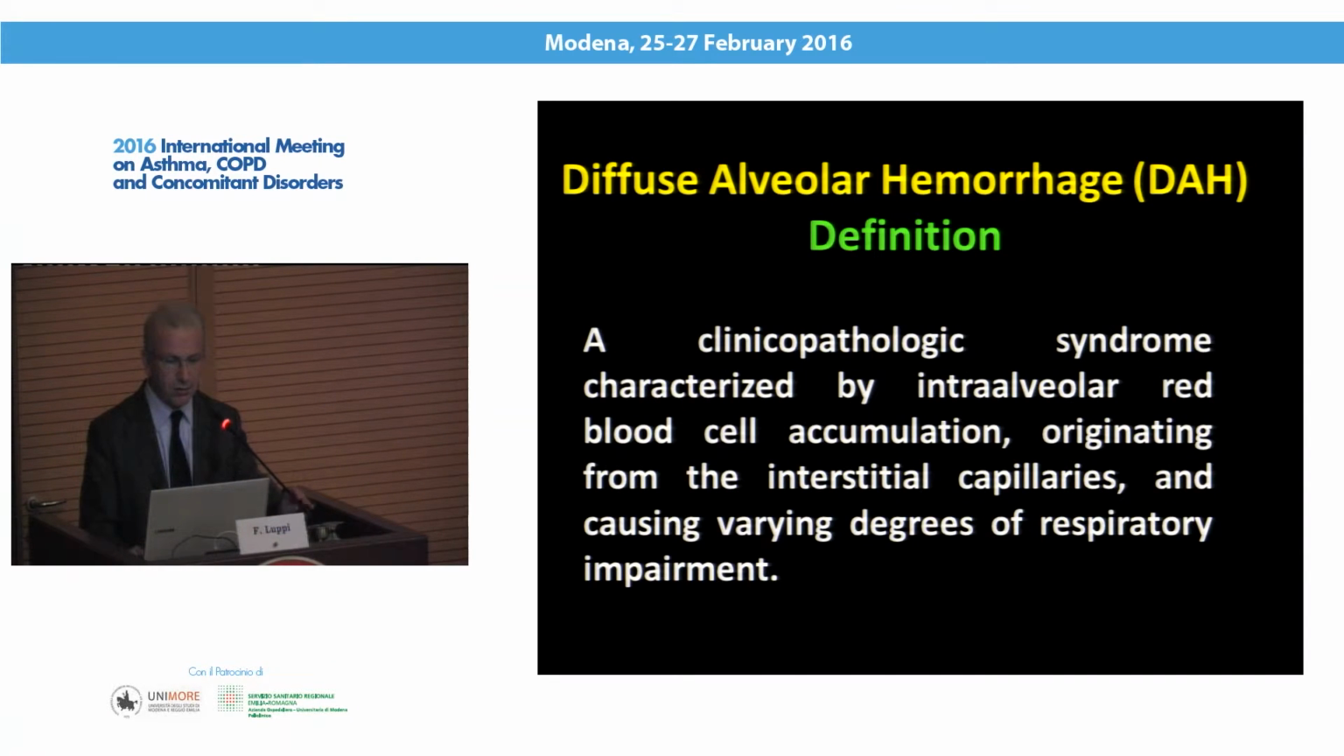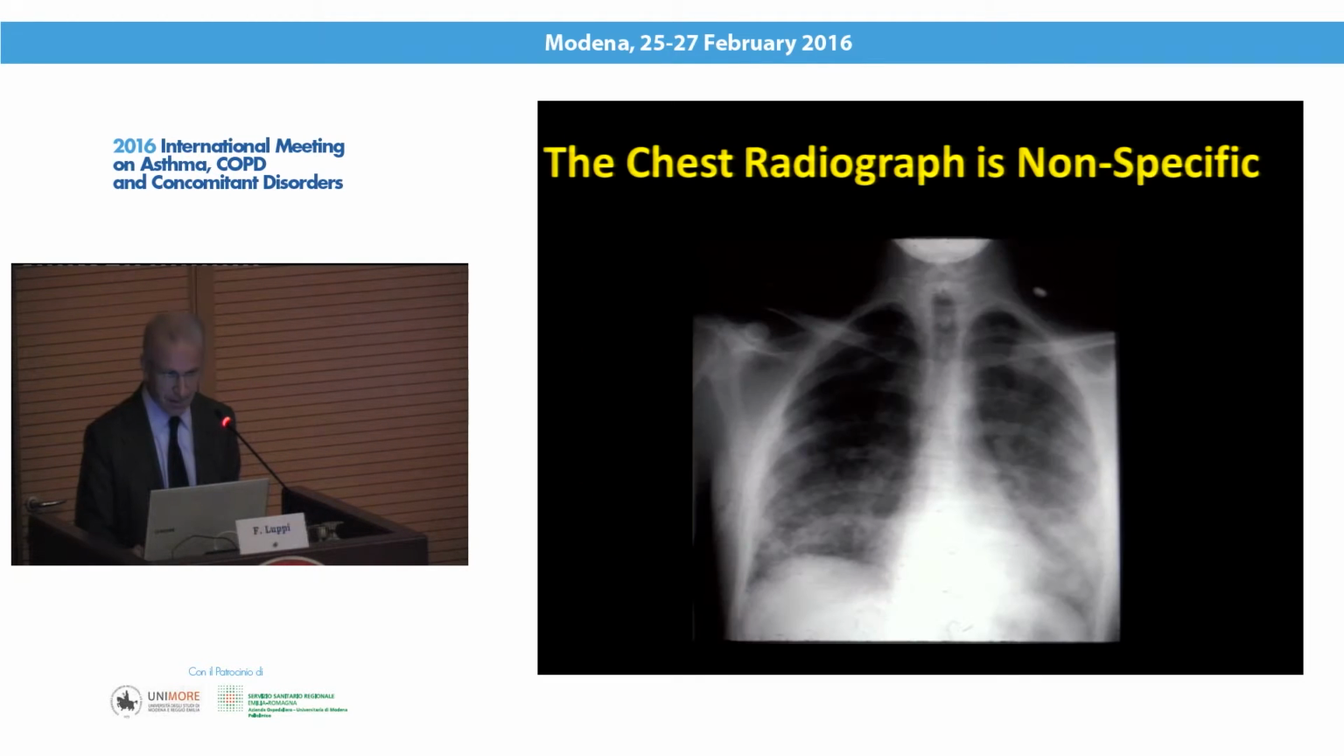It is a clinical pathologic syndrome characterized by intraalveolar red blood cell accumulation, originating from the capillaritis process and causing various degrees of respiratory impairment, including adult respiratory distress syndrome, and that's why I think it's important to spend a few minutes on this. Both chest radiograph and high-resolution computed tomography are absolutely non-specific.